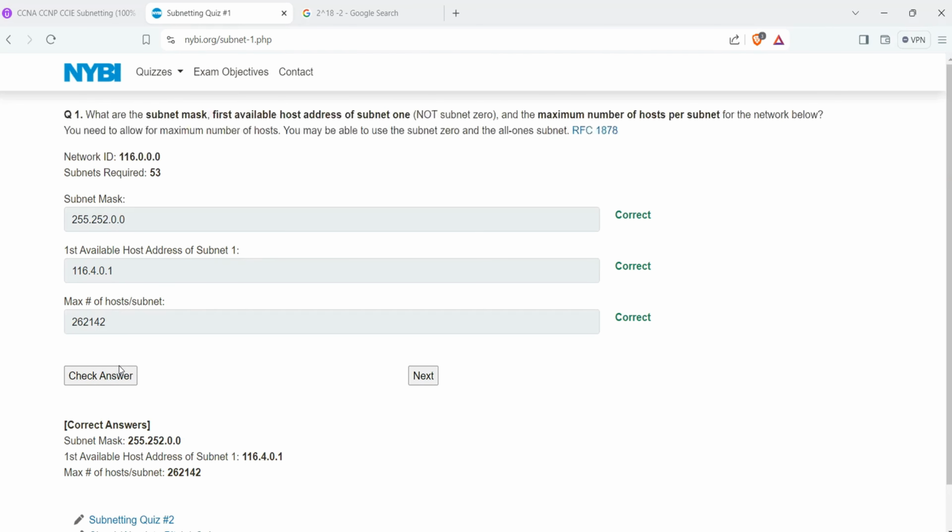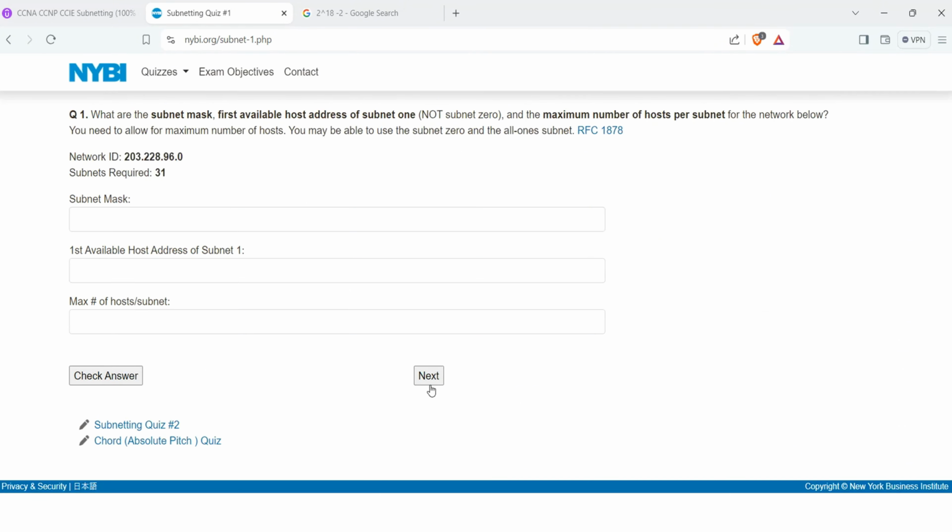And let's check answer. And there we go. Okay. Let's continue. I'm looking for 31 networks. This is a class C, 255.255.255 dot what? Okay. How do I get 31? 2 to the 4 is 16, 2 to the 5 is 32. So 5 bits, 248. Okay.